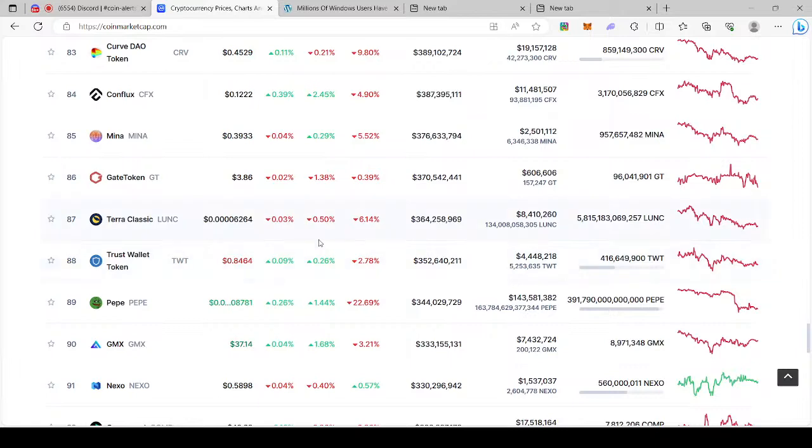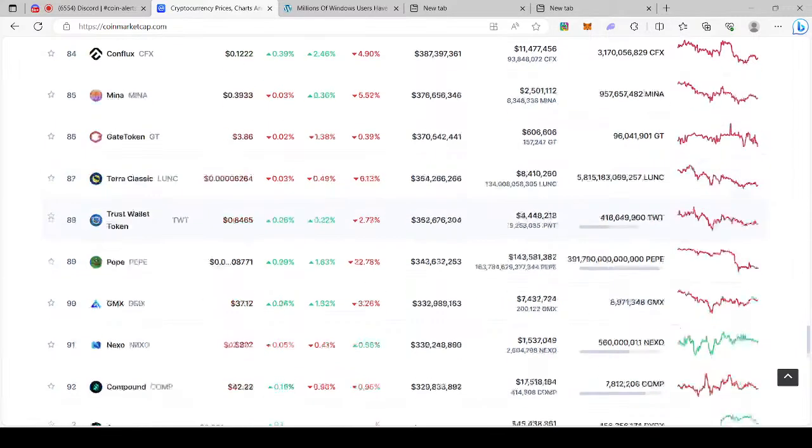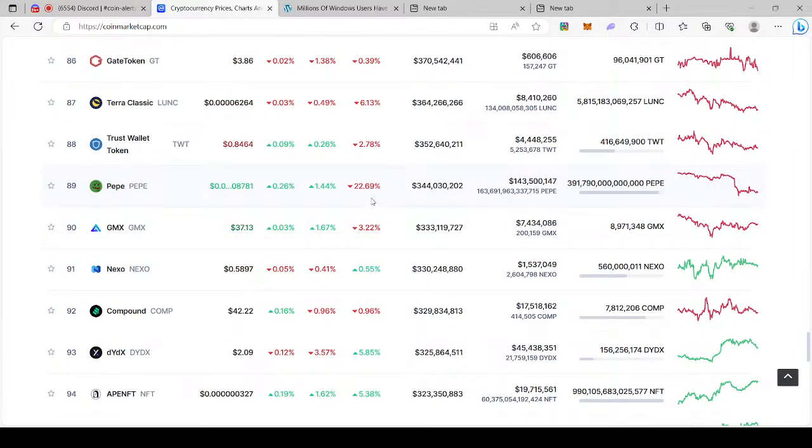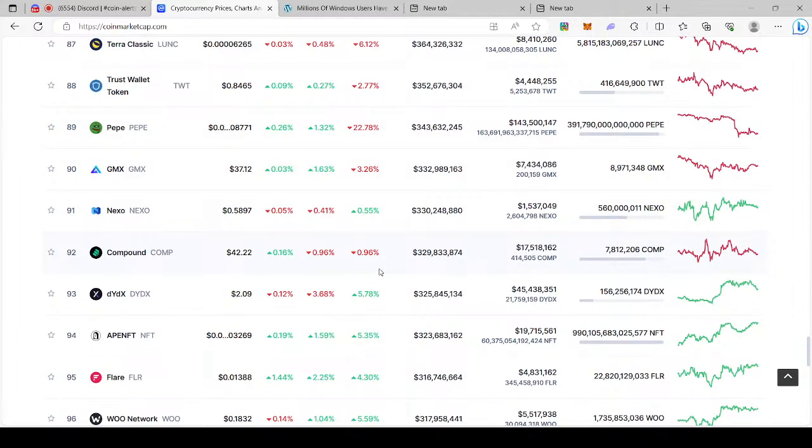So every time you win 7 trades in a row, you track them, what trades you did that you won. 7 in a row, you go from 10, you double your money bag, your trading bag, from 10 to 20, right? So here's Luna Classic, 6%. Here's Pepe, 22%. I don't do meme coins, so that wouldn't really matter.